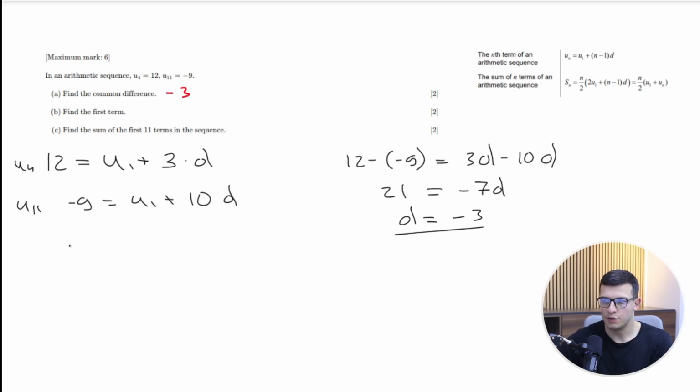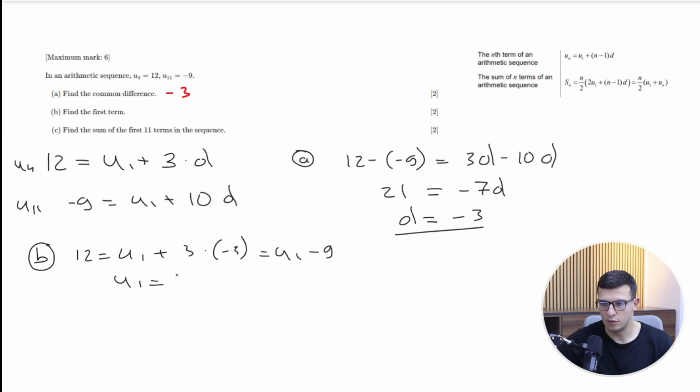Find the first term. Now that we have found d, we can plug it into either of the 2 equations and find out what U1 is. I'm going to stick with the first one because it's 3d, not 10d, so the multiplication might be a bit simpler. So 12 is equal to U1 plus 3 times -3, which is -9, so U1 minus 9. And from here U1 is going to be equal to 12 plus 9, which is 21. So U1 is going to be 21.